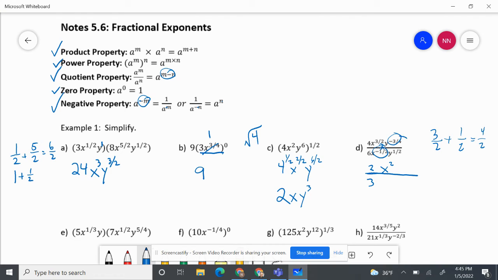This is a negative exponent, so we bring it down. That would be 1/2 plus, because when we bring it down it becomes a positive, 3/4. We need a common denominator, which is 4. So 2/4 plus 3/4 would give us 5/4.